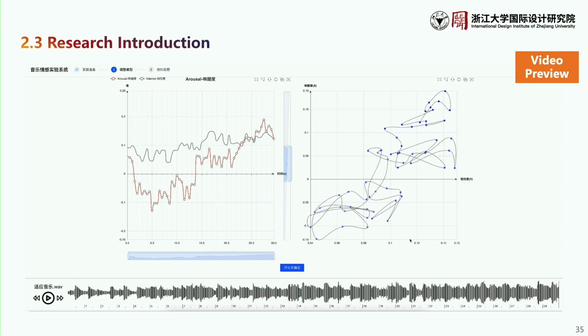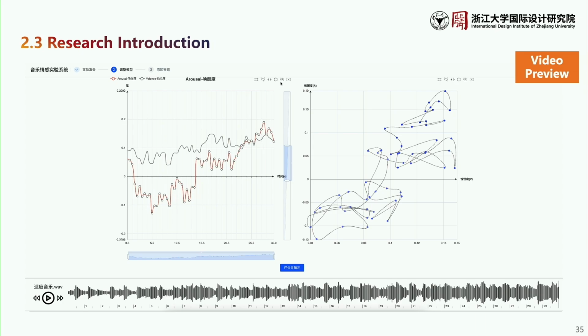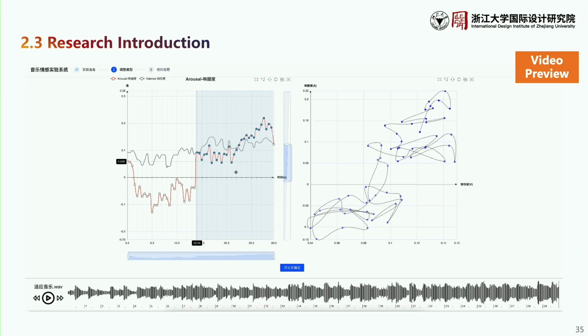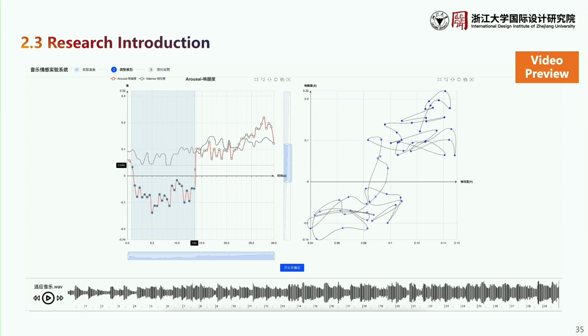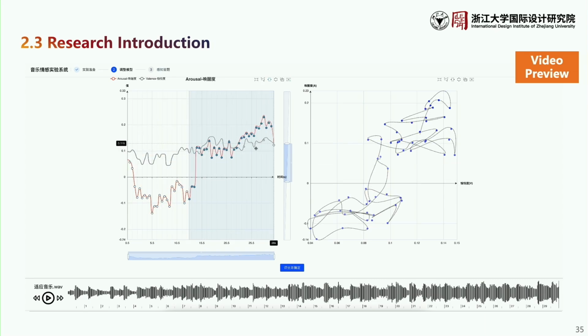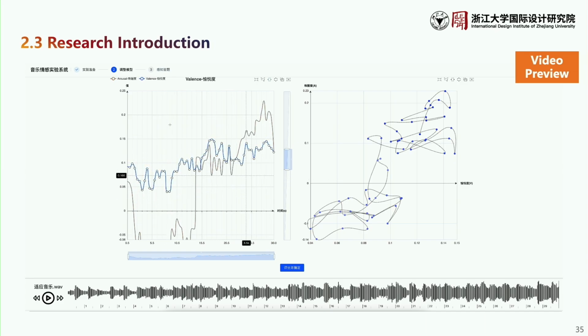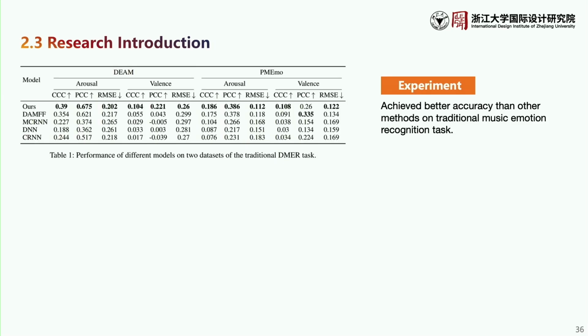Okay, after that, the user can adjust each point until this VA value matches what I feel. Maybe this song makes me feel sad, but at first, the model predicts this song could make me happy, so he can adjust each point. After that, all of this data will be put back to our model, and we use meta learning to fine-tune our models.